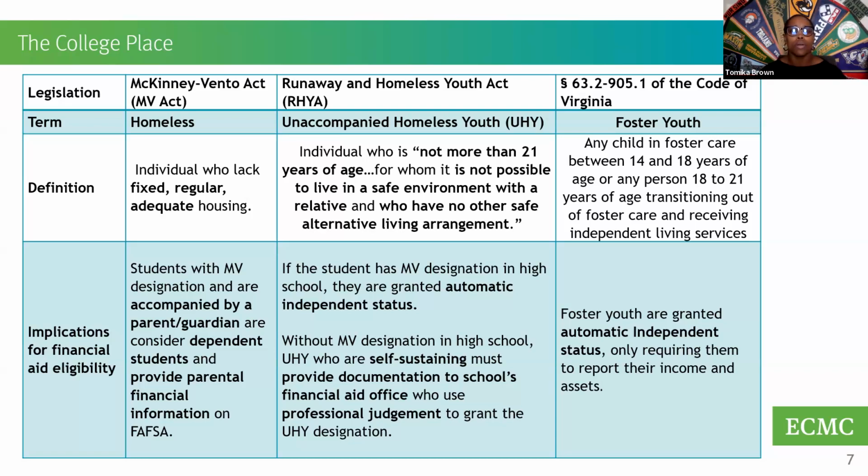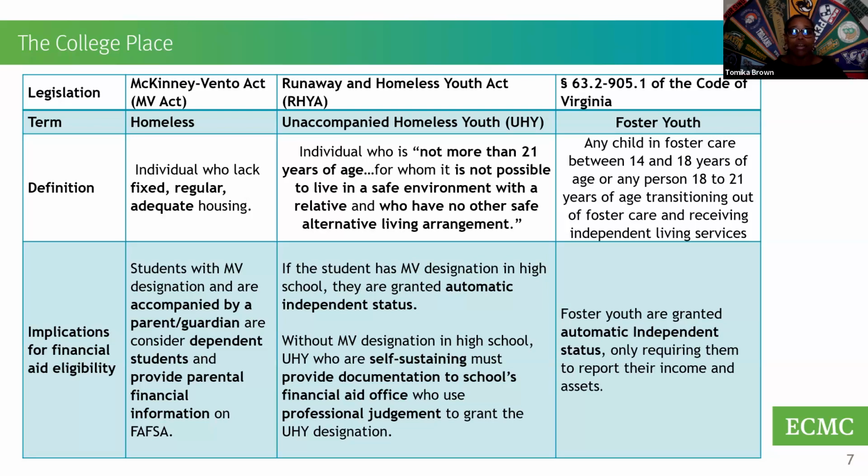Next, unaccompanied homeless youth, or UHY, are defined as an individual who is not more than 21 years of age, for whom it is not possible to live in a safe environment with a relative, and who have no other safe alternative living arrangement. These are people who don't live with their families because they don't feel safe, and so they don't live at home. They're unaccompanied, so they're not accompanied by a parent. They ran away from home and are living in another space. These students can be granted the McKinney-Vento designation through the MV liaison at their schools as well.